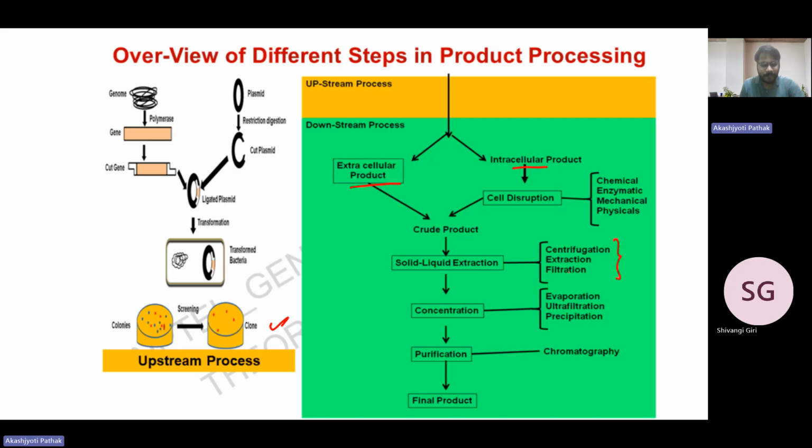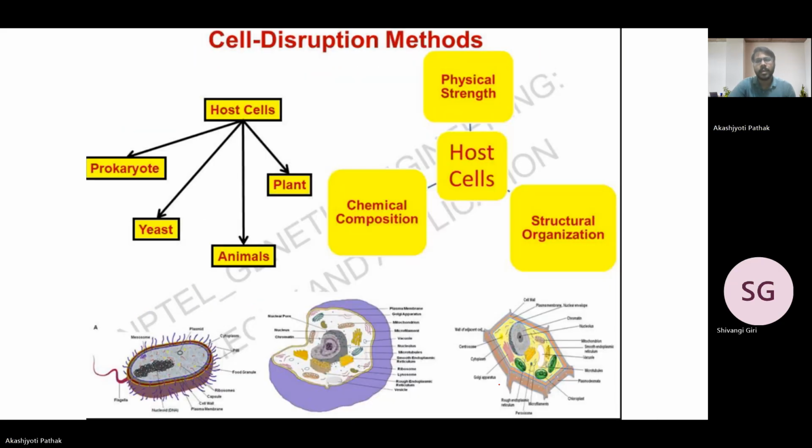And once we have extracted the protein of interest, then we concentrate the protein, because we want a small or large amount of protein to be purified, right? From that we can concentrate it to get a high yield, and then we can use it for further processes. So purification, and we get the final product. So what are the different disruption methods?